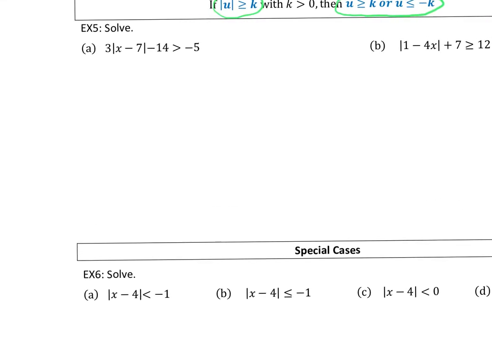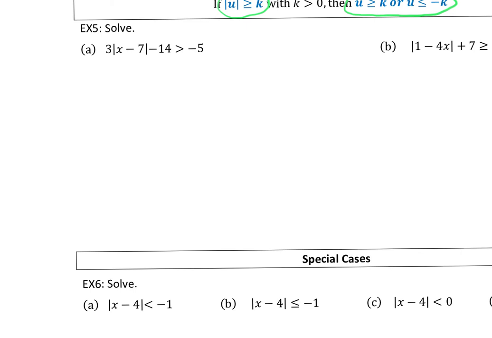First thing I'm going to do is add 14. Again, I'm not going to show that step. I'm just going to go ahead and add 14 to both sides to get greater than positive 9. And then I'm going to divide by 3 to isolate the absolute value and get greater than 3. Now I have absolute value greater than a positive number.